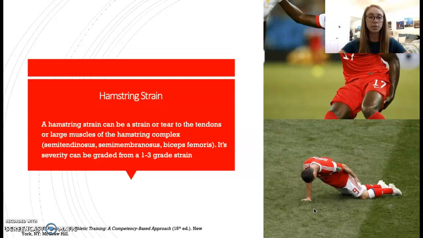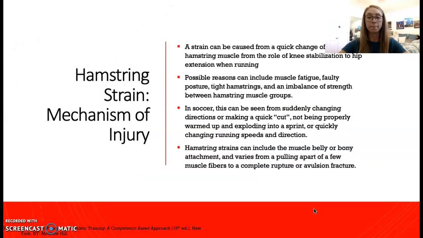So our last injury is going to be the hamstring strain, which can be a strain or a tear to the tendons or large muscles of the hamstring complex. It's like the ankle, it can be graded on a 1 to 3 grade sprain.